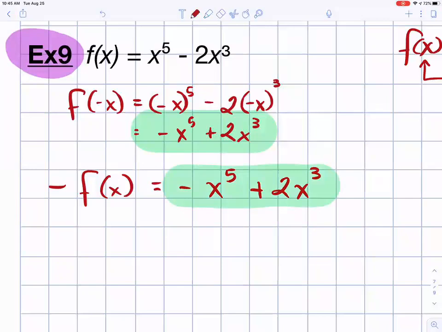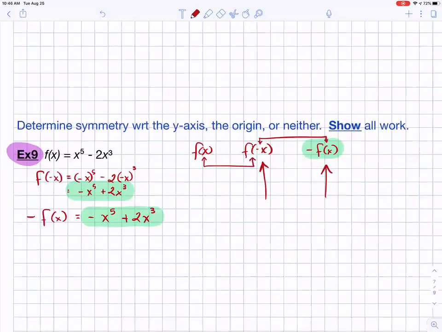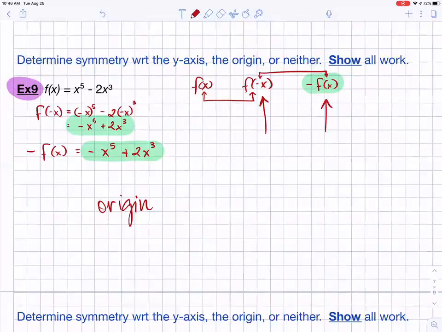If you answered odd, you're going to be incorrect. Go back and read the directions. Odd's not a choice. Oh, whoopsie. Origin. It's the same work. You just have to pay attention to what you're being asked for. If it said even, odd, or neither, my answer would be odd. But the fact that it says y-axis, origin, or neither, my answer has to be origin.